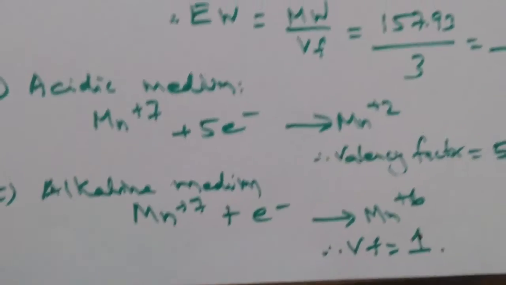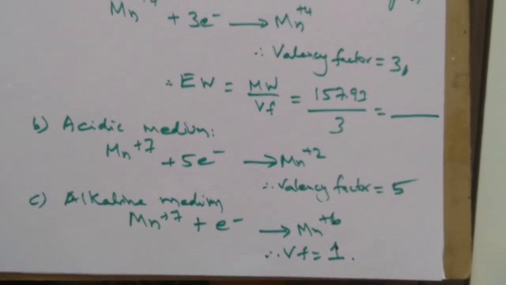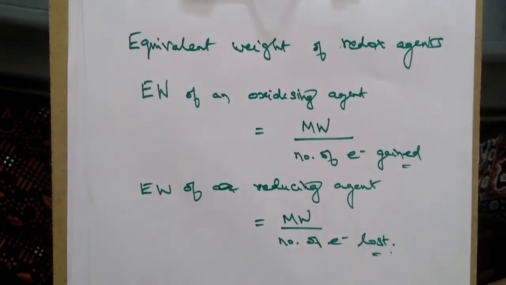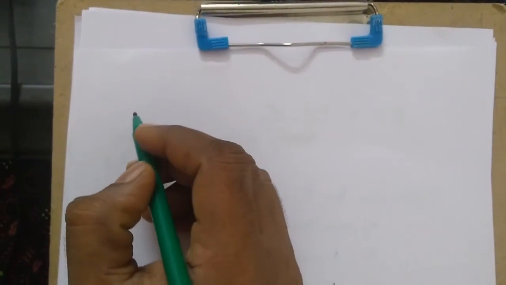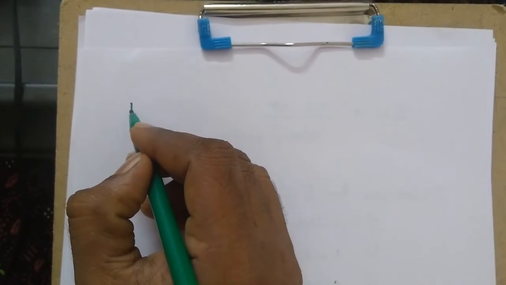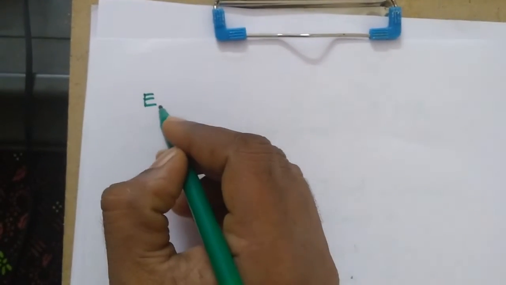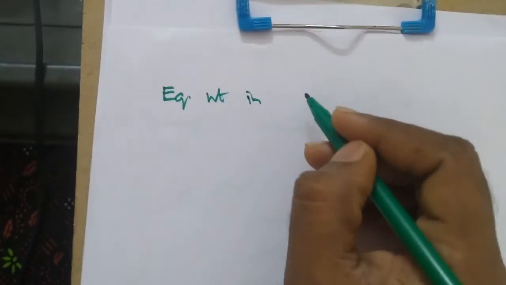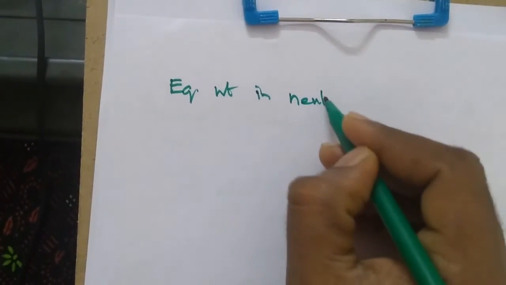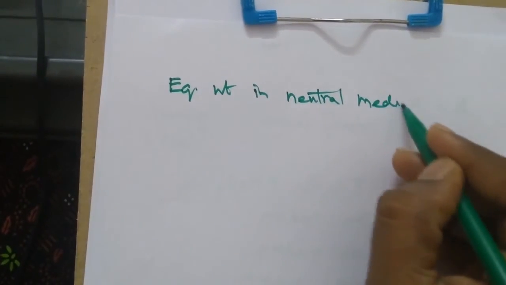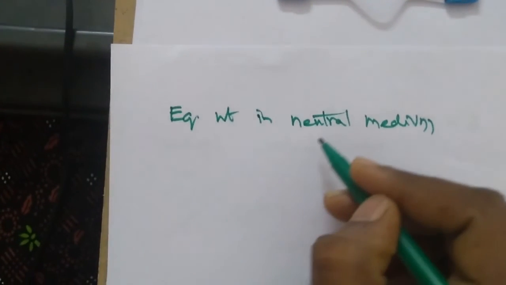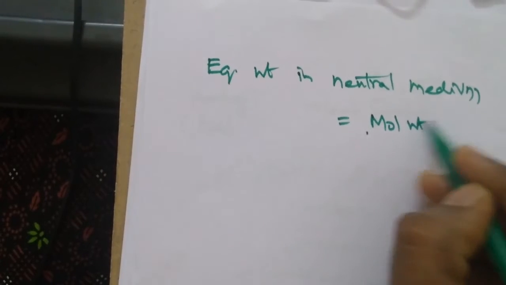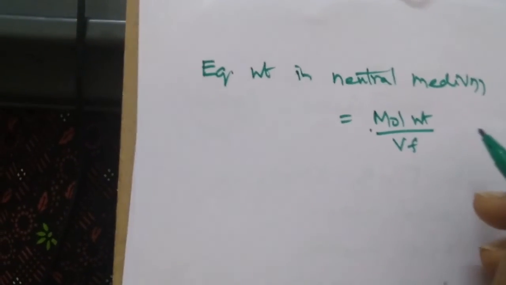Now we have to substitute to get the equivalent weight. We have seen the formula: equivalent weight is molecular weight by valency factor. So for neutral medium, valency factor is 3. So 157.93 divided by 3, which is 52.64. Molecular weight by valency factor. The molecular weight we have determined is 157.93.